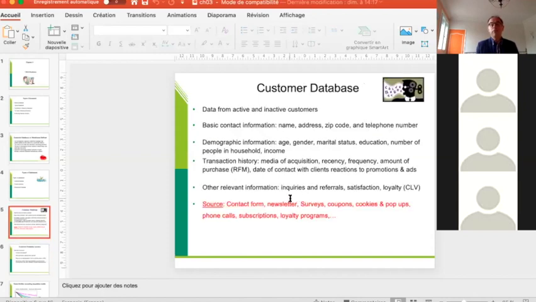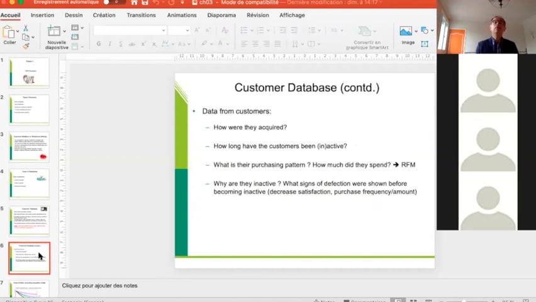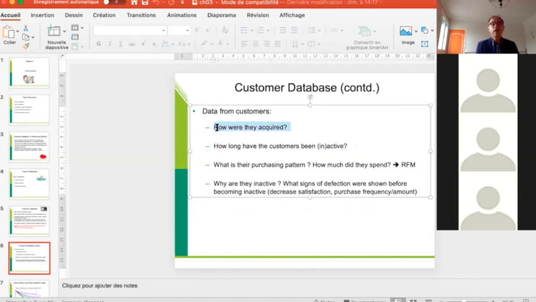The higher the amount of purchase, the higher the frequency, the higher the recency, the better the customer will be, and the higher will also be the customer lifetime. A customer with a high RFM score will be a top customer, whereas a customer with a bad RFM score is a bad customer. And that is why this transactional data and purchase patterns help you to detect customers who are on the point to defect. First question: how they were acquired.